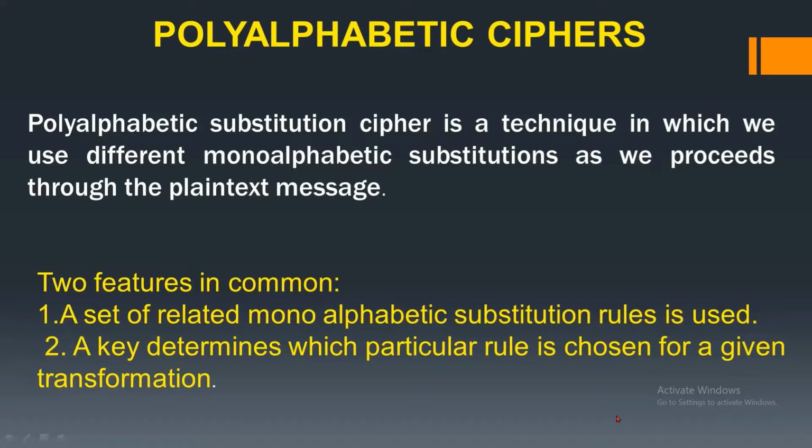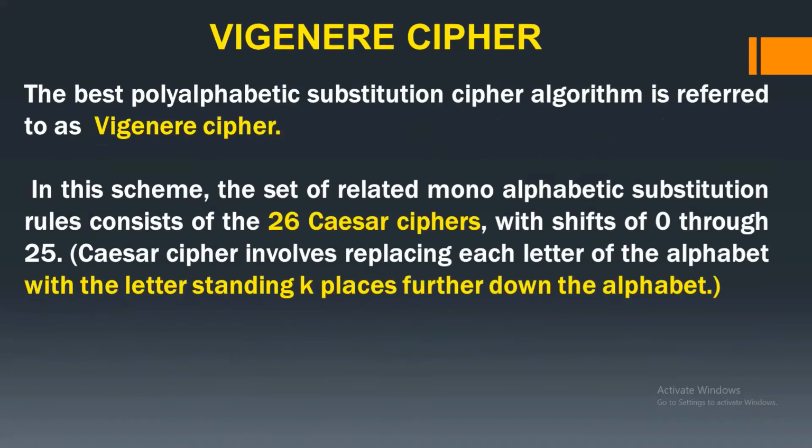All of the polyalphabetic cipher techniques have two features in common. One is they make use of a set of monoalphabetic substitution rules. And which monoalphabetic substitution rule is going to be chosen for a particular transformation or encryption is dependent on the key. The key will determine that.